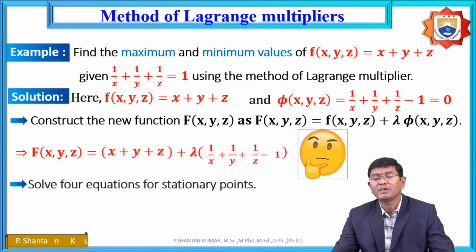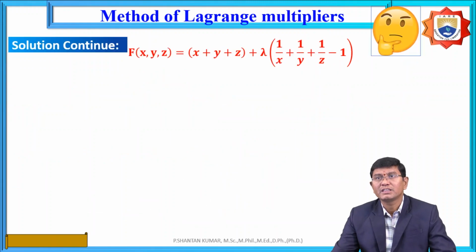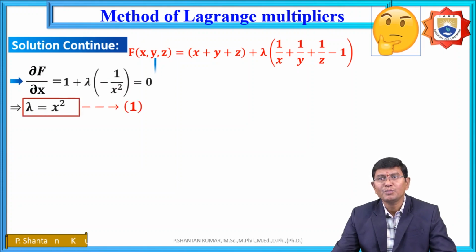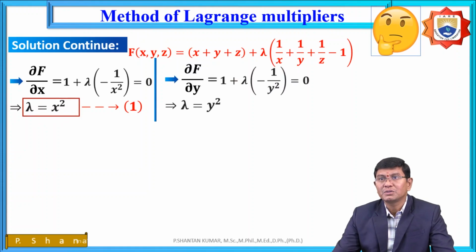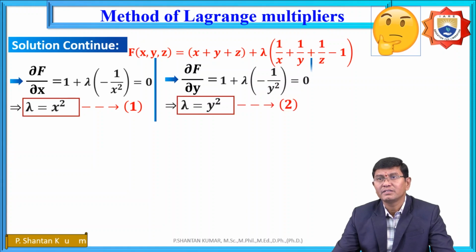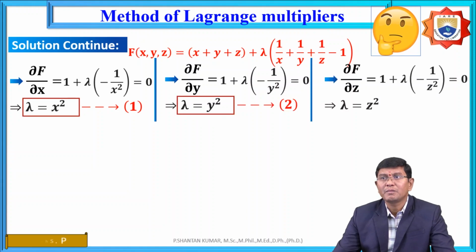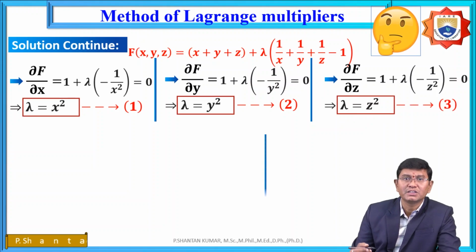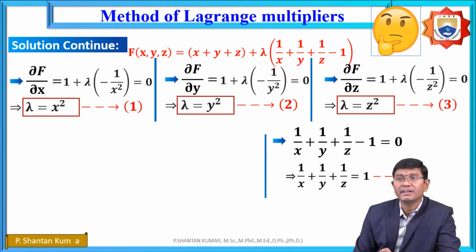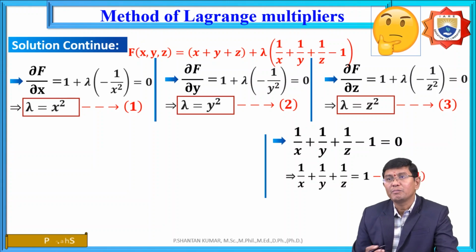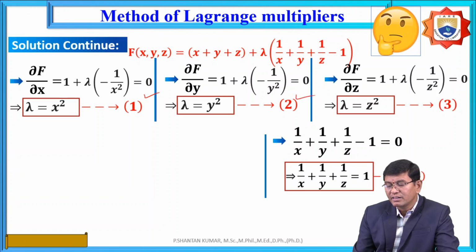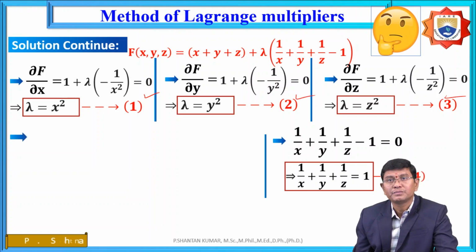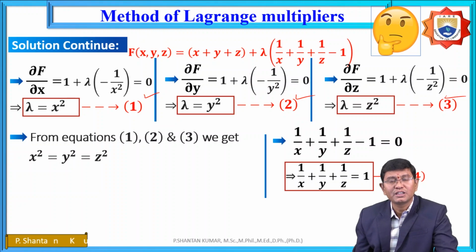And based upon that, we need to find the partial derivatives. From the first equation, fx gives 1 plus, and from this λ is equal to, and similarly fy, here also λ is equal to, and similarly fz, here also λ is equal to z², and these are the three equations. The fourth equation is the subject condition given, that is 1/x + 1/y + 1/z = 1. First we equate the first, second, and third, eliminating lambda, that is x² = y² = z².